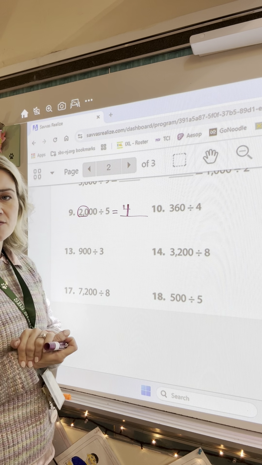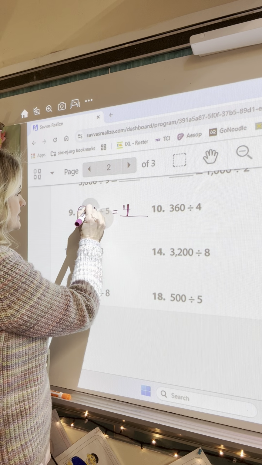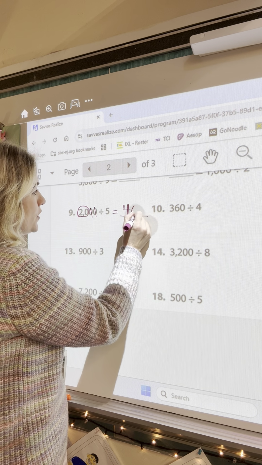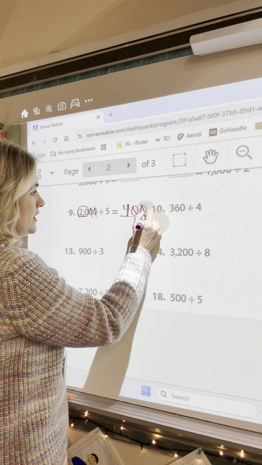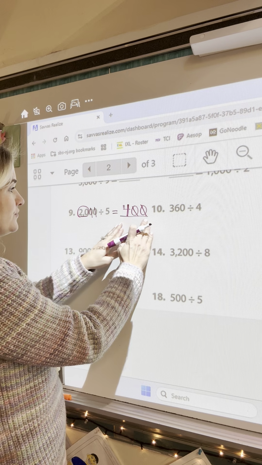But now we just can't leave these 2 zeros hanging out. So we need to, everybody slash now, slash the 2 zeros, which are then going to be added to our quotient. So the kiddos should now see that 2,000 divided by 5 is 400.